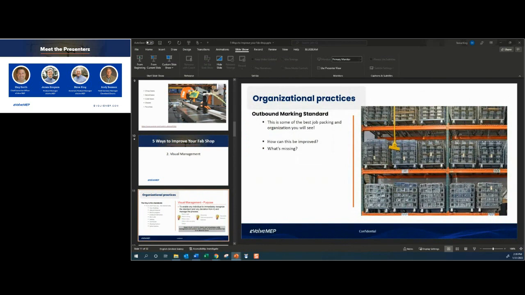Some outbound marking standards here. So this photo on the right hand side is probably one of the best situations you might see for job packaging and organization in a facility. That is certainly first class packaging and readiness for the project, and it looks really well done. When you look at this photo, you say, well, that looks fantastic. But how can this be improved? What is missing from this marking standard? There's a marking standard that is lacking here.